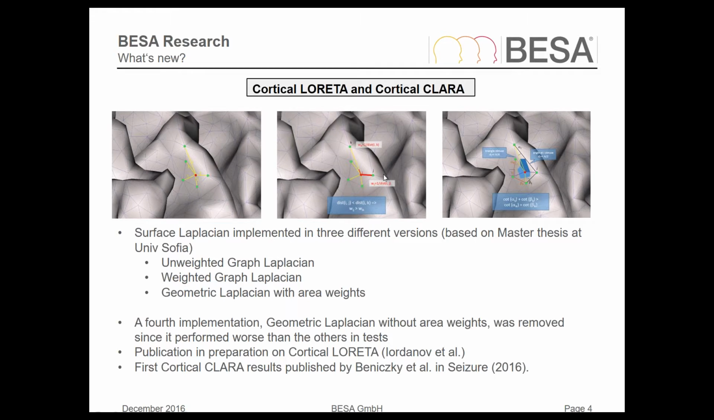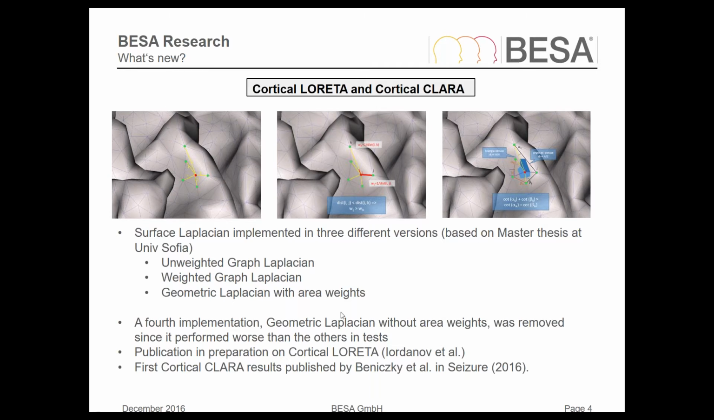The next one is the weighted graph Laplacian, and finally the most complex one implemented was the geometric Laplacian with area weights, where we're not just looking at the neighboring mesh nodes, but also at the areas spanned by the neighboring triangles and the angles that these triangles open up. So there's actually a fourth implementation, but in the study this one performed worst, and it was removed from the options available. We also have a publication in preparation by Jordanov et al., which will be published soon.